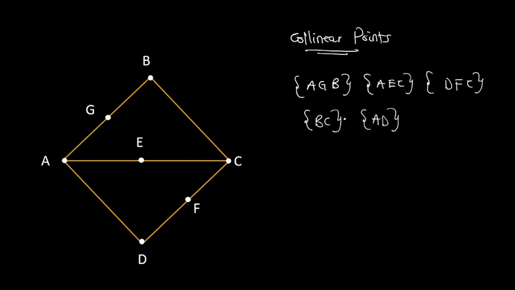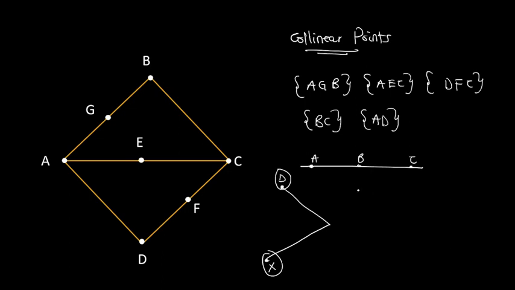So basically, collinear points are just points, let's say A, B, and C, on a straight line. Now if you have two lines joined together and one point is here, one point is here, let's say this is D and this is X, these 2 points are not collinear points because they are not on a straight line, but on different lines.